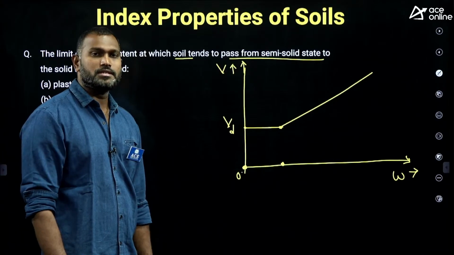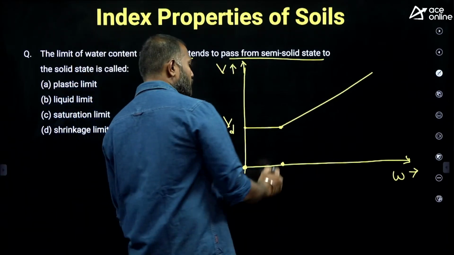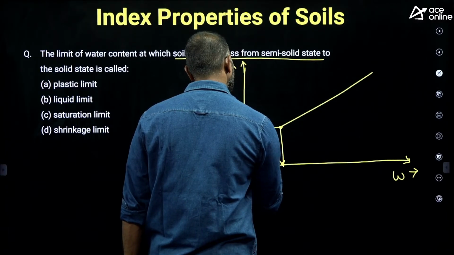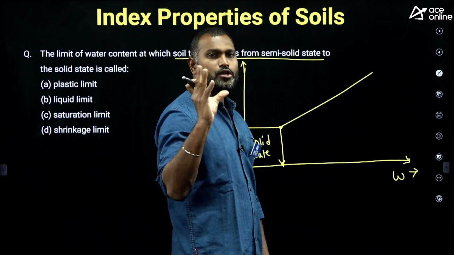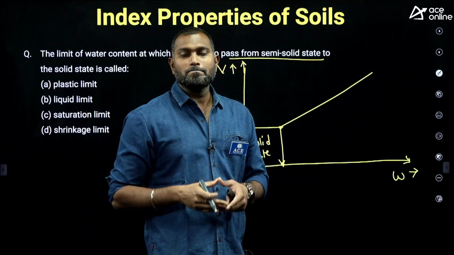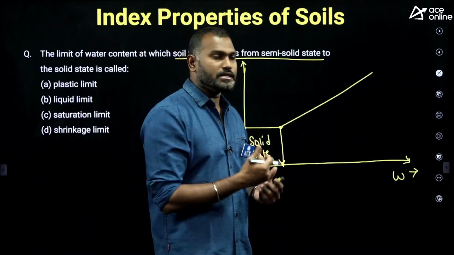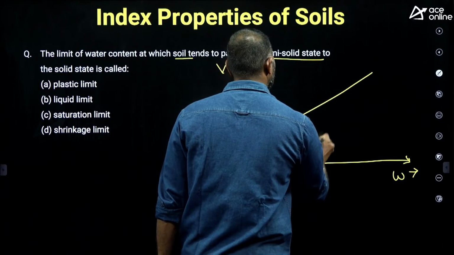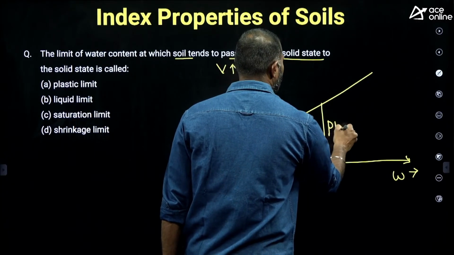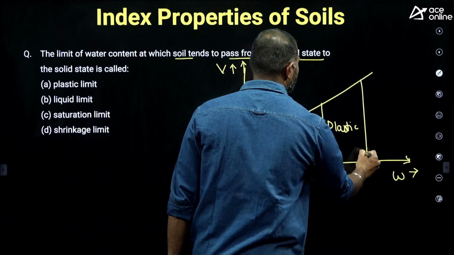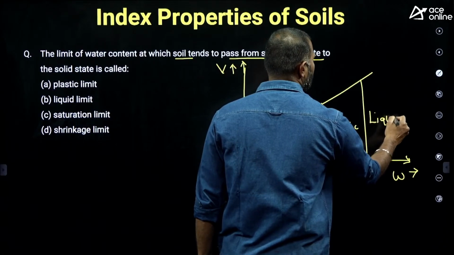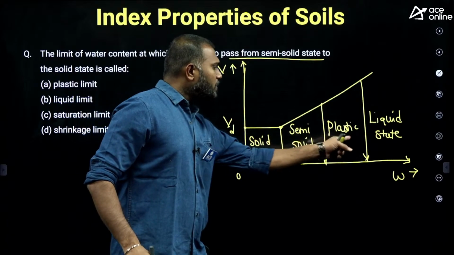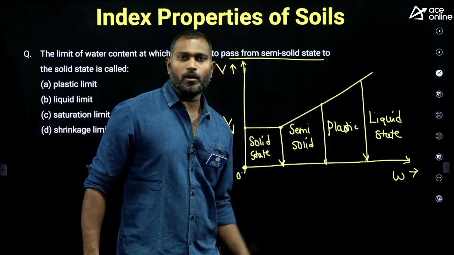This is how the consistency chart looks. First it is a solid state, and as you add water, the volume increases, which means the consistency or stiffness of the soil decreases. Then it behaves like a semi-solid, then like a plastic, and then finally like a liquid state. But these states change if you keep on adding moisture content.